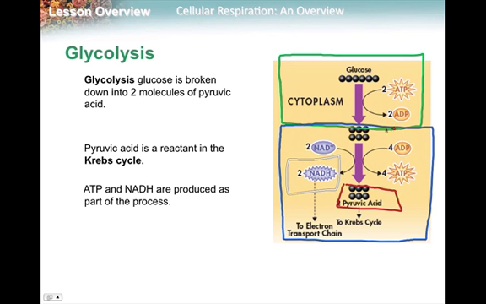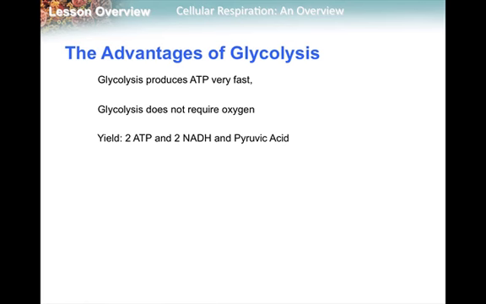Then it's got an energy payout phase where we're going to get our 2 NADHs, 4 ATP, which makes a net of 2 because we already put 2 in, and our pyruvic acids. Glycolysis is very important. It's the first step in cellular respiration as well as fermentation. Some of the advantages of glycolysis are that it produces very fast ATP, and it doesn't require oxygen. Things that we get out of it are 2 ATP, 2 NADHs, and pyruvic acid.